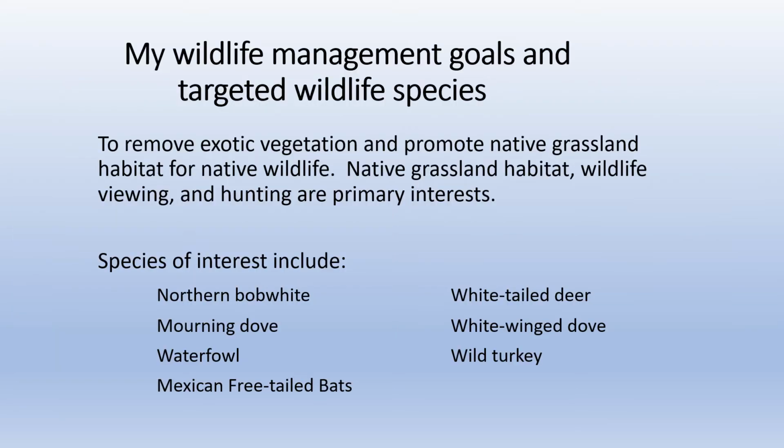So what are my wildlife management goals and my targeted wildlife species? Well, my wildlife management goals are to remove the exotic vegetation and promote native grassland habitat for native wildlife. Native grassland habitat, wildlife viewing, and hunting are my primary interests. Species of interest for me include northern bobwhite, mourning dove, waterfowl, Mexican free-tailed bats, white-tailed deer, white-winged dove, and wild turkey.